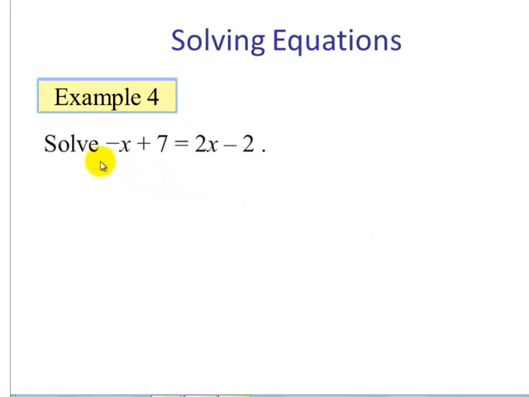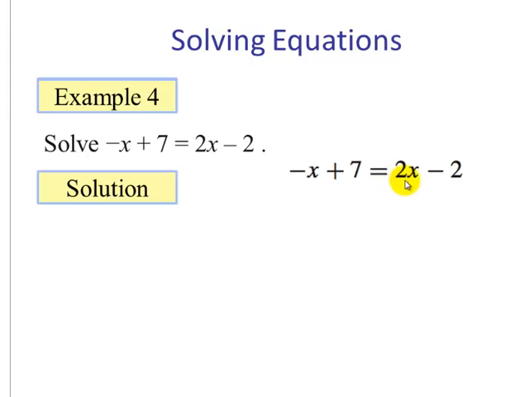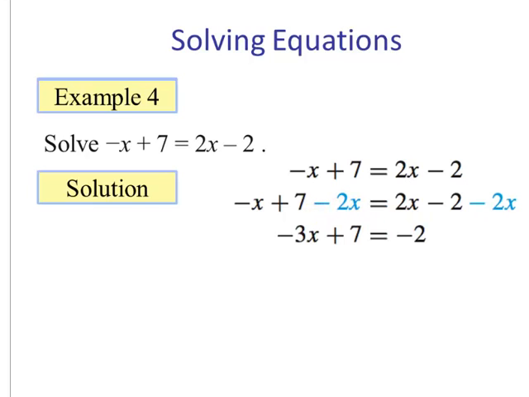Example 4. Here we have an equation that has variables on both sides. So our first step is we need to move the variables all on one side of the equal sign. It doesn't matter if it's the left hand side or the right hand side. For this example, I'm going to move the 2x to the left hand side. Now, in order to move this variable term, I need to subtract 2x from this side, and then I will subtract 2x from this side. These are now like terms. Negative x plus negative 2x becomes negative 3x, plus 7 equals negative 2.